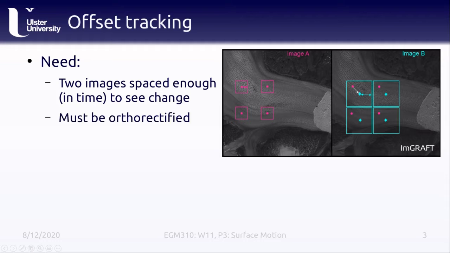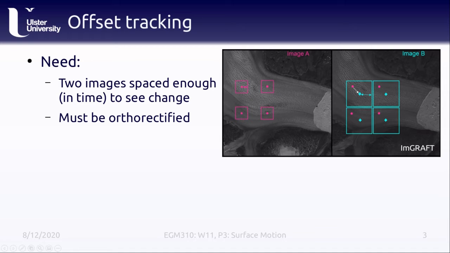These images also need to be orthorectified, because otherwise the differences that we observe might be due to uncorrected geometric errors rather than actual motion on the ground. They should also be registered to each other, though there are ways to do this as part of the process of offset tracking. The basic method is as follows.